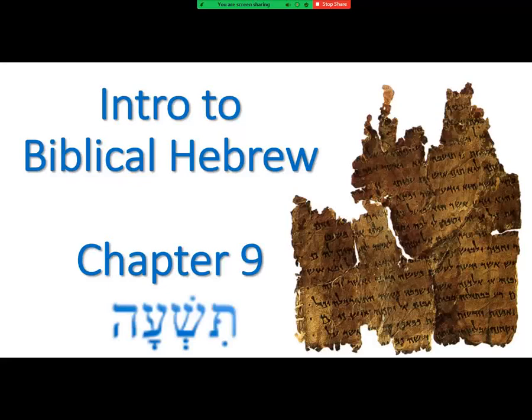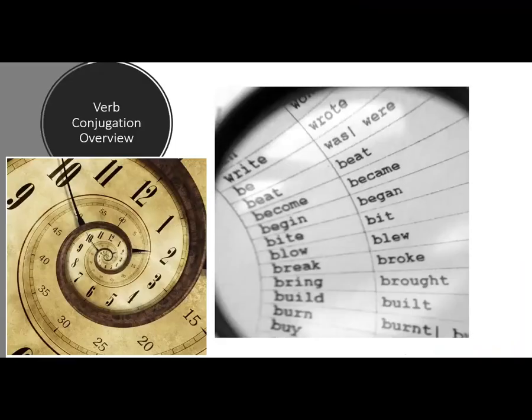Chapter 9. Okay, we've done the first 8 chapters. Here's our last chapter, chapter 9. Okay, and we'll start off talking about verb conjugation overview.